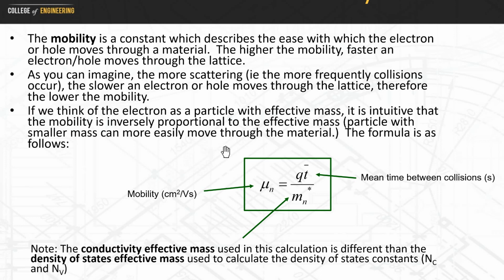So this statement I made, that a particle with smaller mass can more easily move through the material, is because when the particle's moving through the material, it collides, changes direction, but then the electric field accelerates it back in the direction that it's supposed to go. Something that has low mass, low momentum will be easier to accelerate whenever it collides.